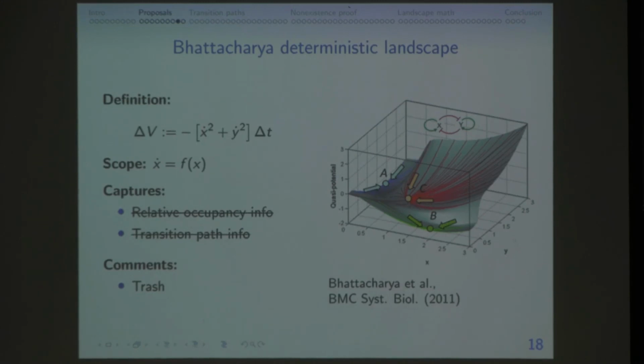This one is a landscape published by Bhattacharya and his colleagues. It's bad. That's why I have trash. Because it only applies to ODE models. It doesn't account for stochasticity. And like I said, I think noise is an important thing to think about. Qualitatively, having noise is different than not having noise. So this is not even really relevant for us.